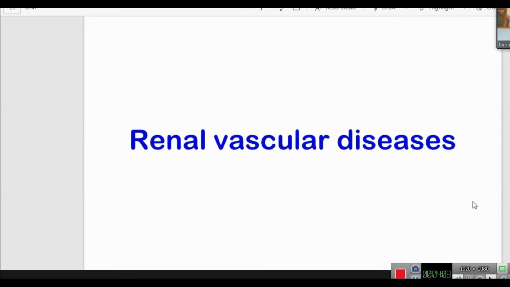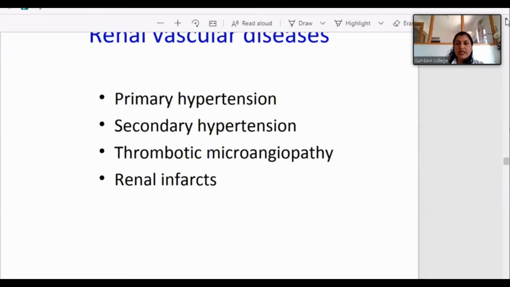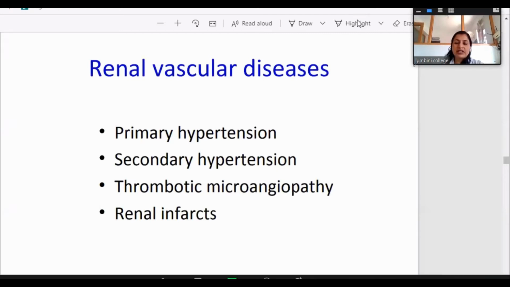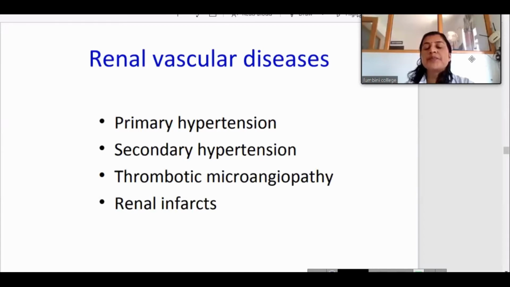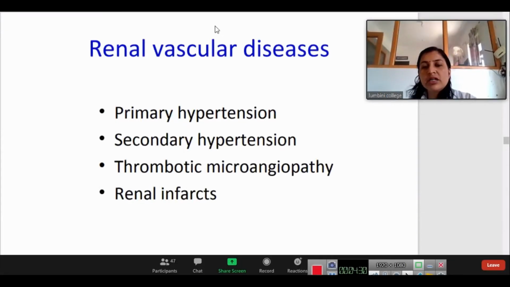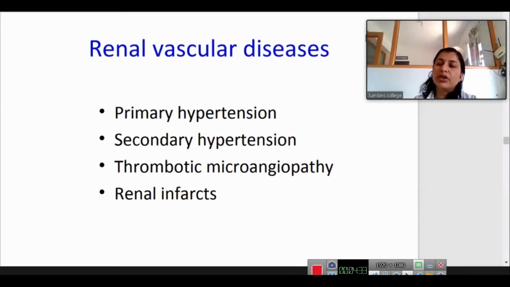Now coming to renal vascular disease. Renal vascular disease includes involvement of renal vasculature because of either primary hypertension or secondary hypertension, or renal infarction because of obstructive or ischemic disorders. Okay, obstruction to blood supply by thromboembolic events or by some other process. And then thrombotic microangiopathies, different microangiopathies that involve renal vasculature. So these include renal vascular disease.